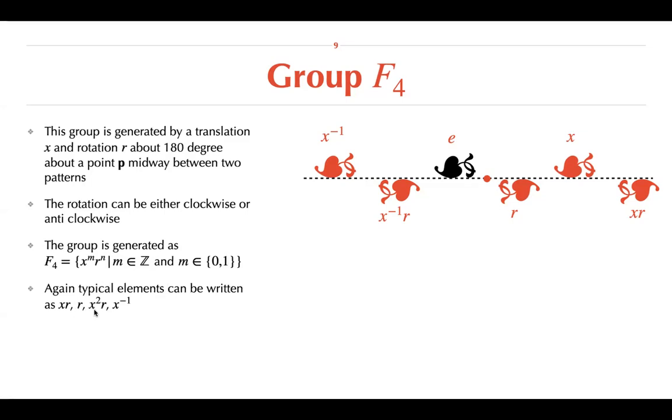The typical elements would be XR, R, X square R, X inverse, or maybe X power 10 times R. Since it is a group, two elements will again combine to give some other element. Let's see what happens to this. If I do R on this, it will rotate this thing about this point P, so it will become this. When I operate it by X, it will translate it to this point, and when I operate it by X on this part, it will come here. This is how you will generate this pattern. And if you use these ideas on the ornament, you will get this sort of pattern.